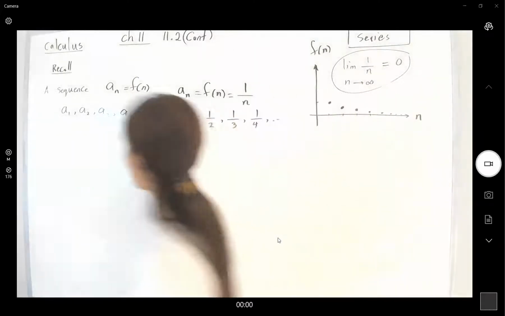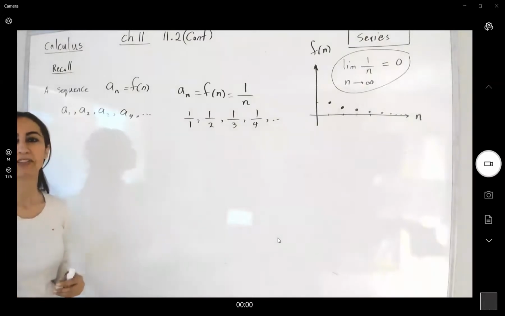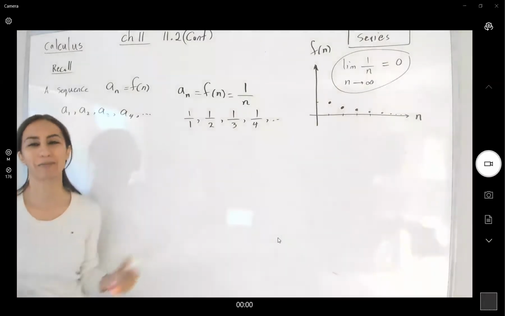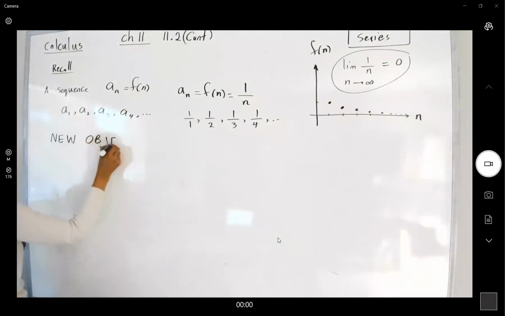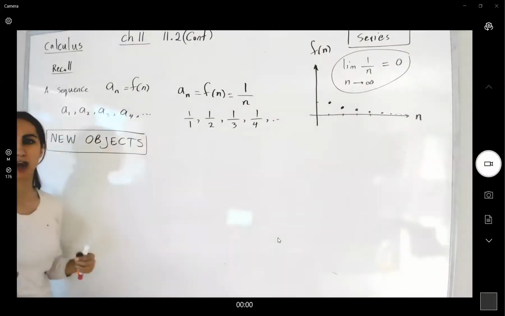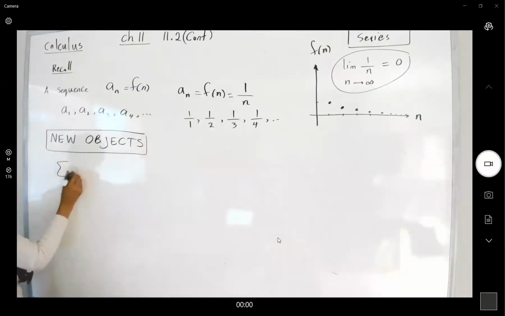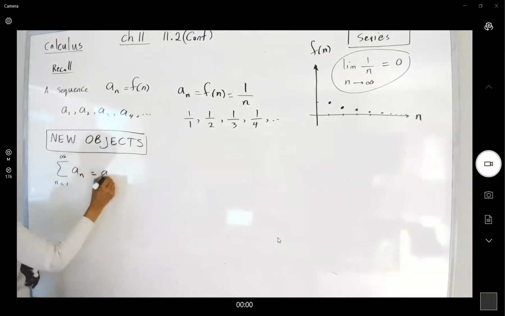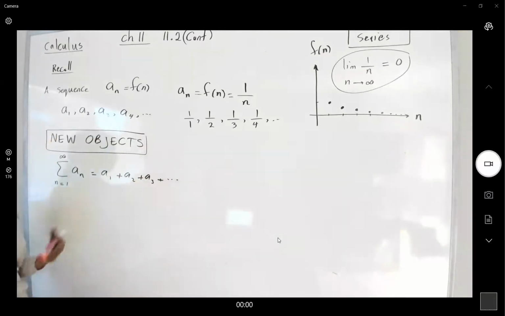Well, it's not very interesting to have just sequences. As mathematicians, we're interested in creating some new mathematical objects. New objects. How do we create these new objects? By adding the terms of a sequence, we create series. The sum of a sub n, n starts from 1, goes to infinity, which is a1 plus a2 plus a3 plus ..., is called a series.